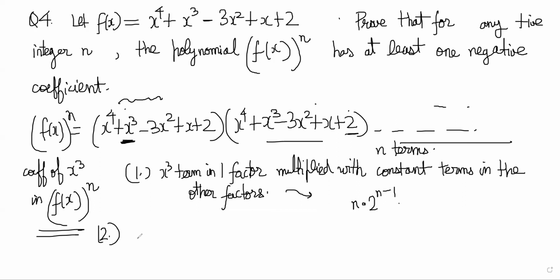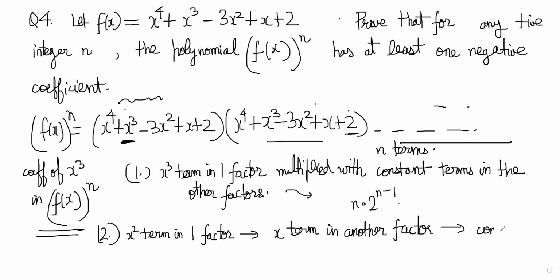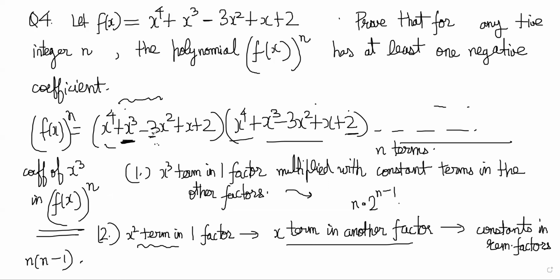The other way to get x cube is by selecting the x square term in one factor, and multiply it with the x term in another factor, and multiply with constants in remaining factors, right? So the number of ways of selecting the x square term is n ways, because you have n factors. Once you have selected the x square term from one of them, you can select the x term in another factor in n minus 1 ways. So totally you have n times n minus 1, and finally the x square term here had minus 3 and the x term here had 1. So you have a minus 3 here. And the remaining terms are constant terms. So minus 3 times 2 power n minus 2, right? So this should be the coefficient of x cube that you get in the second way.